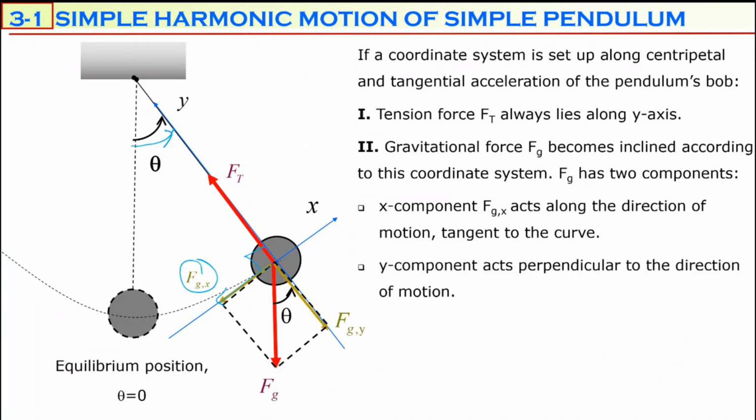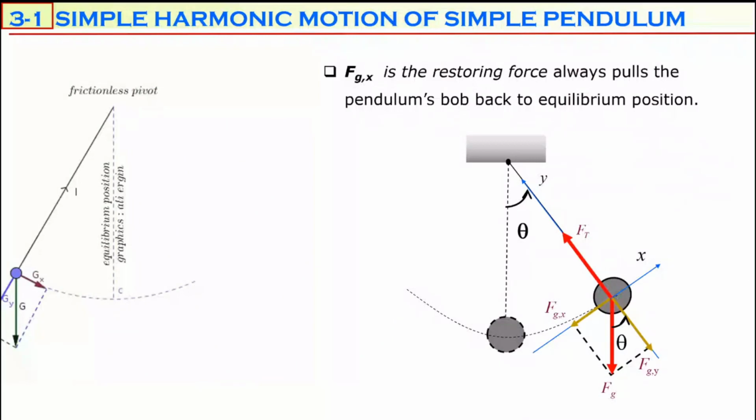What about Fgy? It cannot. Why? Because it's perpendicular to the direction of motion. Just like Ft, these two cannot be restoring force. So the Y component of Fg and Ft are perpendicular to the direction of motion, so they cannot be restoring force. Only one force is left, Fgx. That's why we will say that Fgx is the restoring force, always pulls the pendulum's bob back to the equilibrium position.